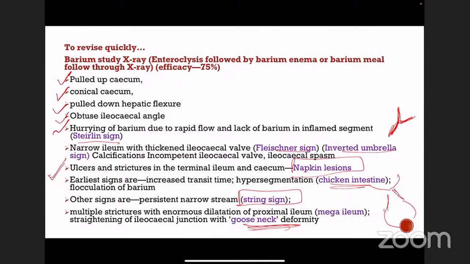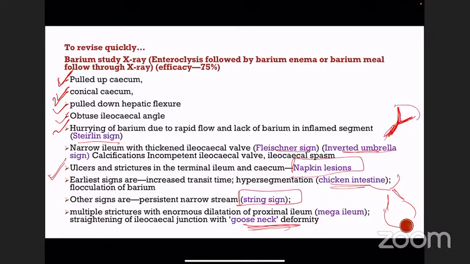To quickly revise, we will go over all the signs we have discussed so far on the barium study. That is the pulled up, conical cecum. There will be a pulled down hepatic flexure or obtuse ileocecal angle, that is the increased ileocecal angle. Sterling's sign, which is the hurrying of barium due to rapid flow or lack of barium in the inflamed segment. There will be a narrow ileum with a thickened ileocecal valve showing the inverted umbrella or Fischer's sign, which is a conical cecum with a thinned out distal ileum, like an inverted umbrella.